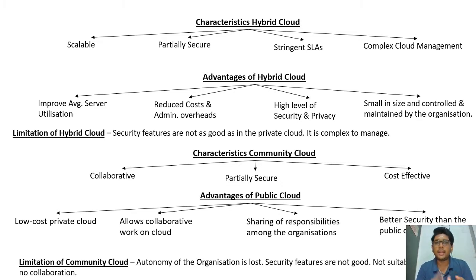It is scalable, it has stringent SLAs, complex cloud management, and partially secure. So 4 characteristics are there. Advantages la adhe mari 4 points. So hybrid nale 4 characteristics, 4 advantages irukkum. So 4 characteristics enna? Scalable, partially secure, stringent SLAs, complex cloud management.